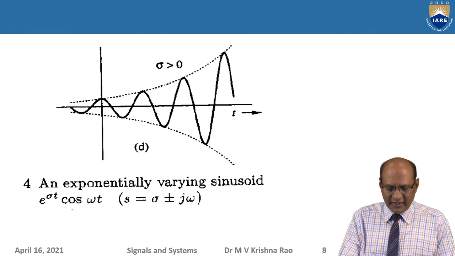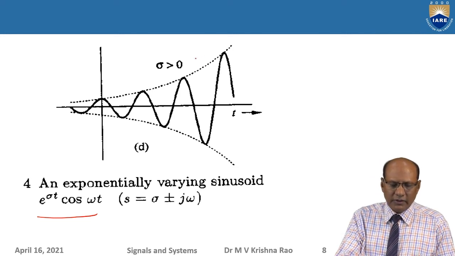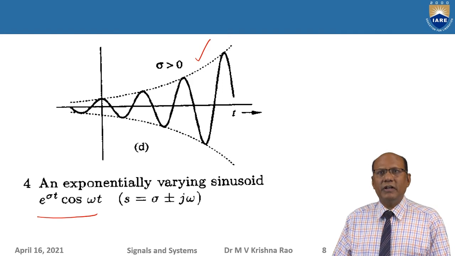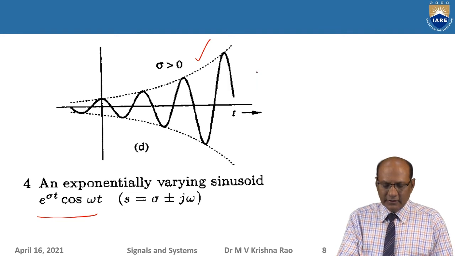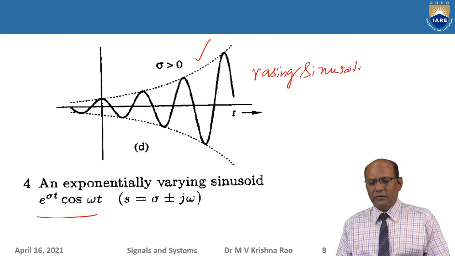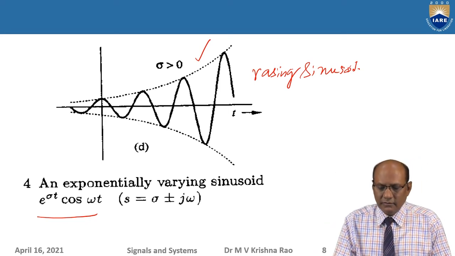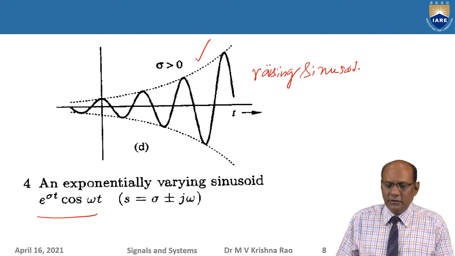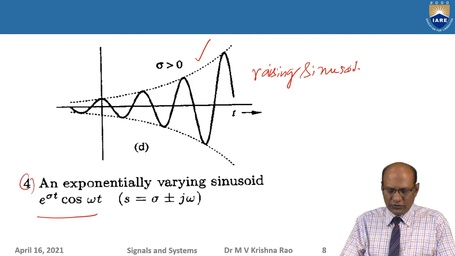Now, let us take the same thing, but sigma is greater than or equal to 0. Here also, the monotonic exponential is a raising exponential. When I multiply it with a constant amplitude sinusoid, I will get a raising sinusoid. That was a damping sinusoid; this is a raising sinusoid, or enhancing, whatever you want to call it. So this is the fourth signal.